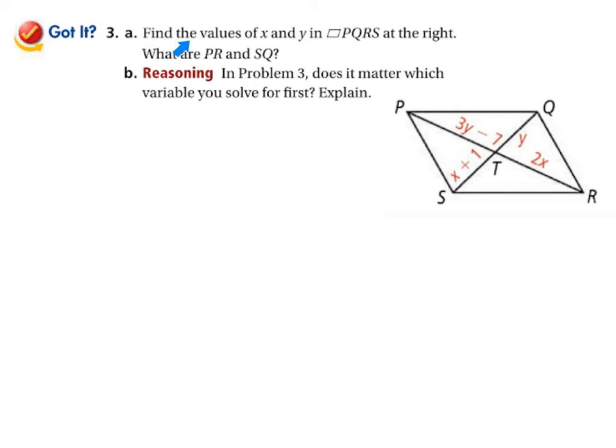You'll try this now. They tell you that this is a parallelogram that's given. What are the lengths PQ, PR, and SQ? So you'll set it up like the last problem and solve it. And then the reasoning problem just says, does it matter which variable you solve for first? And explain. So write your answer out and then check it after the break.